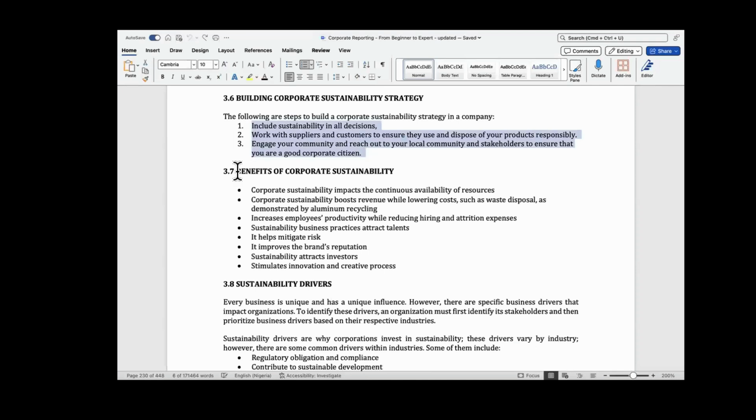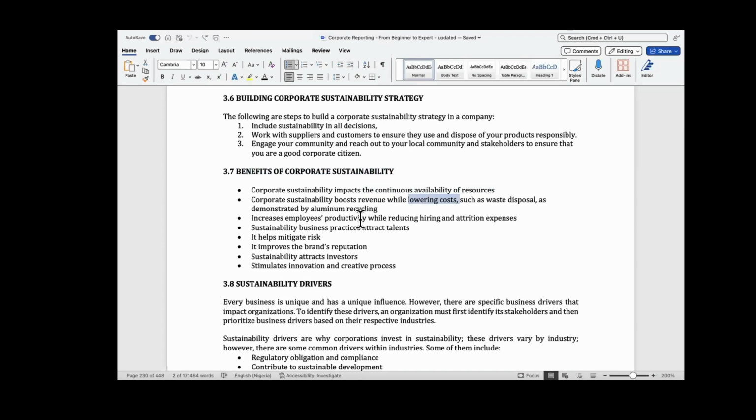Another one that you would definitely find if they want to ask about corporate sustainability is the benefits of corporate sustainability, which is similar to the benefits of sustainability itself. So you can give the answers interchangeably. It impacts the continuous availability of resources, which makes sense. It boosts revenue because it lowers costs. When you recycle waste, it lowers your operating cost.